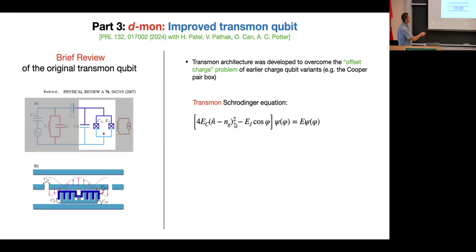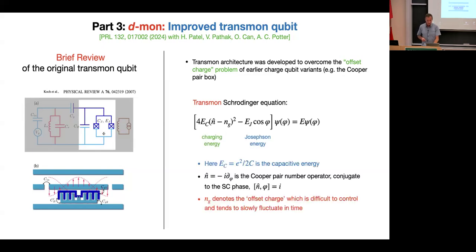Importantly, there's this Ng factor, which is some unknown offset charge that exists on your physical device and is not easy to control in practical terms. It depends on the electrostatic environment of your junction. Moreover, not only do you not know how to control it, but experimentally it is seen to slowly fluctuate as a function of time. And this has been a problem in these early designs, like the Cooper pair box.